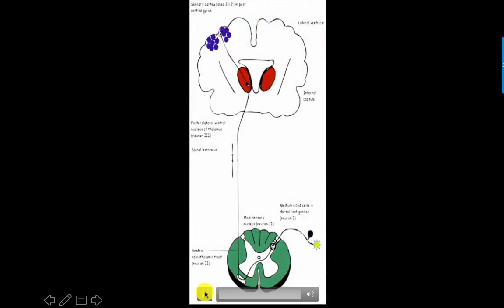Here we will see the animation: the medium-sized fibers ascend and descend, and then we have the main sensory nucleus, crossing, ventral spinothalamic, spinal lemniscus, the third order neuron, ventral posterolateral nucleus, posterior limb, sensory radiation, postcentral gyrus areas 3, 1, 2.